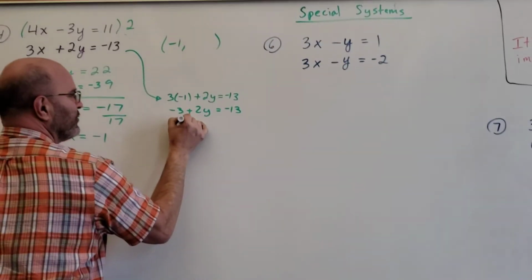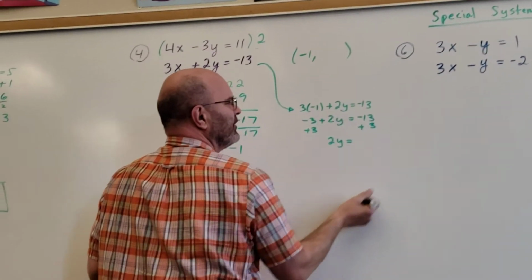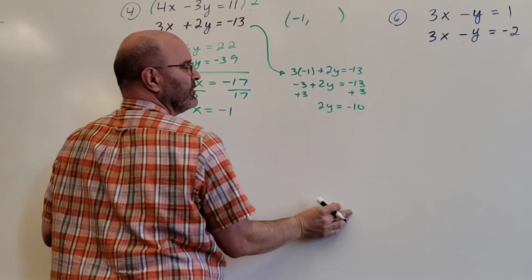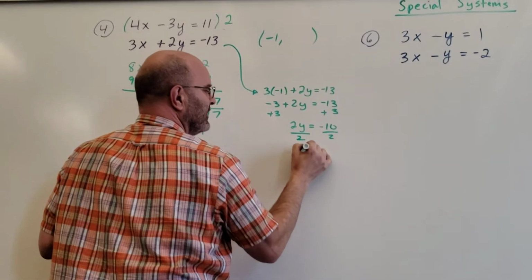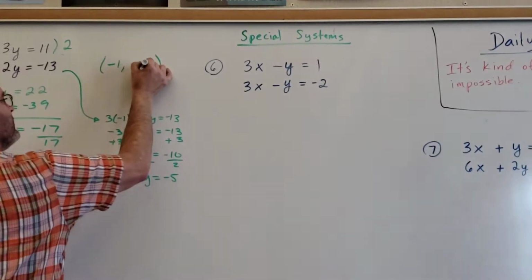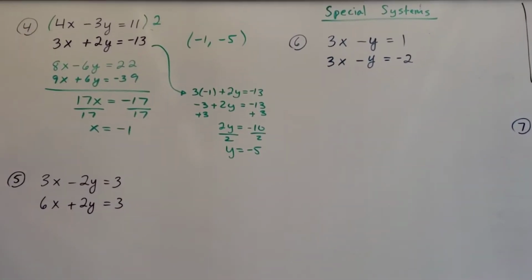I'm going to add 3 to both sides. That gives me 2y equals -10. Check these with your calculator to make sure we're not making arithmetic mistakes. Divide by 2, and I'm getting y equals -5. So -1, -5. I would not want to be doing this problem by graphing.